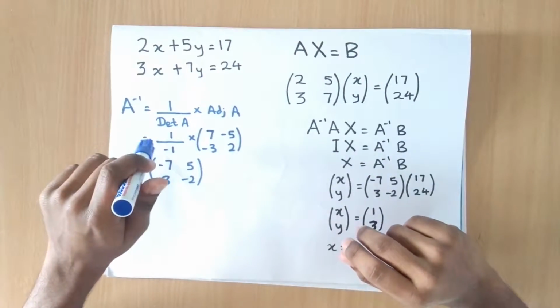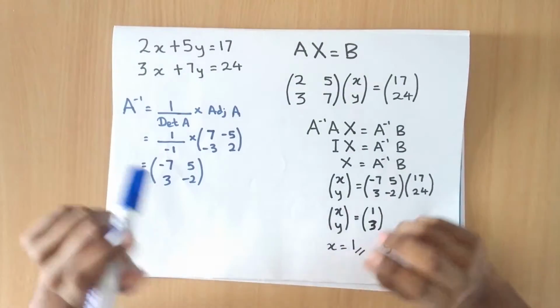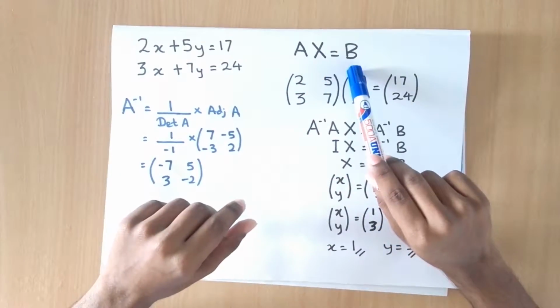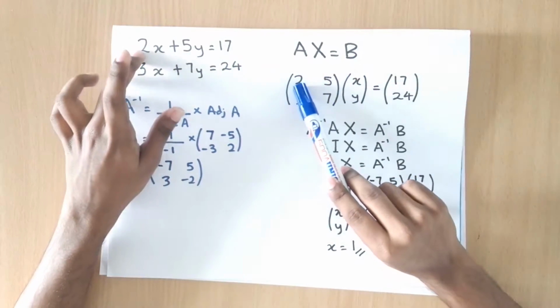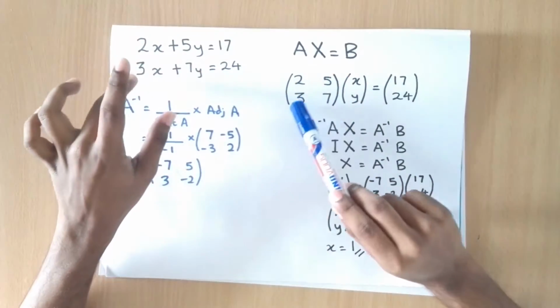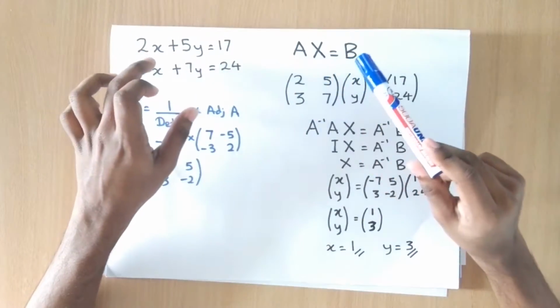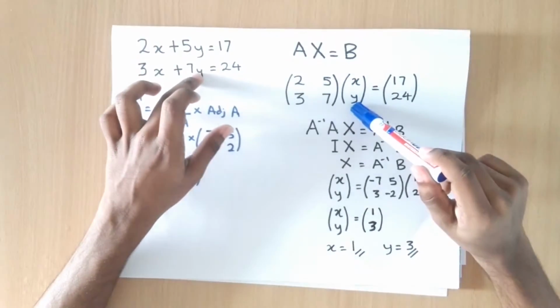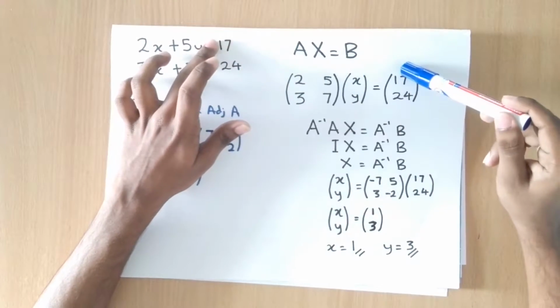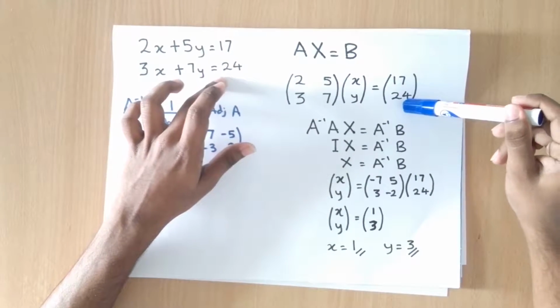Let's take this system of equations. These can be written in the form Ax equals b. So A would be 2, 5, 3 and 7. X would be the variables x and y, and b would be the constants 17 and 24.